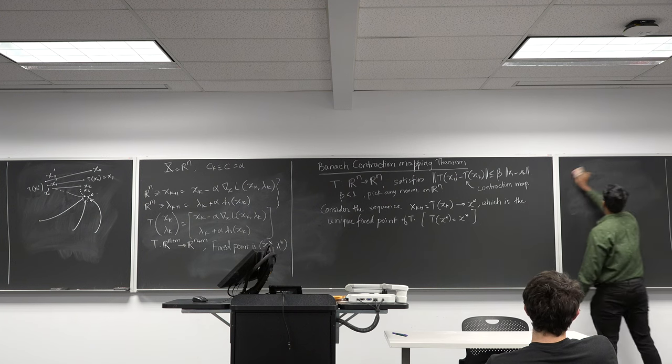Let me cross it out. So this is a contradiction, which means that x star is actually equal to x bar. Okay, so that's the proof of the contraction mapping theorem. Any questions so far?